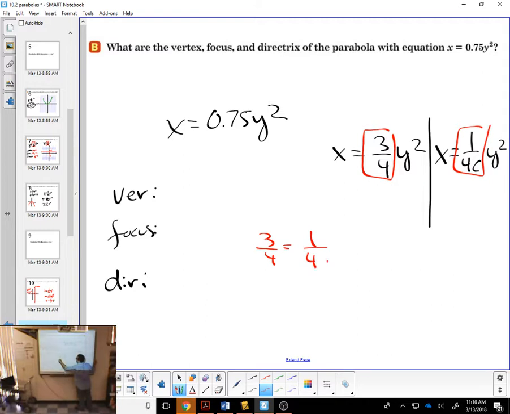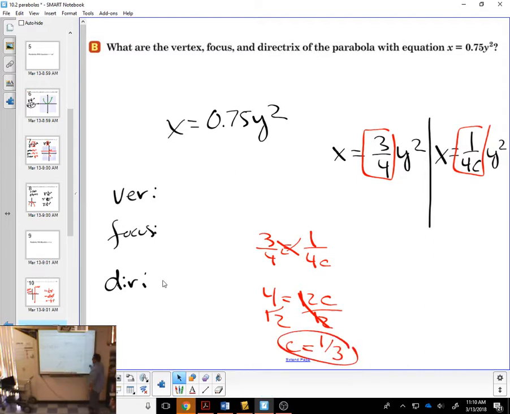So here's what I did. I said, hey, math, answer me this. When does 3/4 equal 1/4 c? Cross multiply. That is 4 times 3, which is 12c. Divide both sides by 12. That means that c had to equal 1/3. Math. So now I can write all these, can't I?